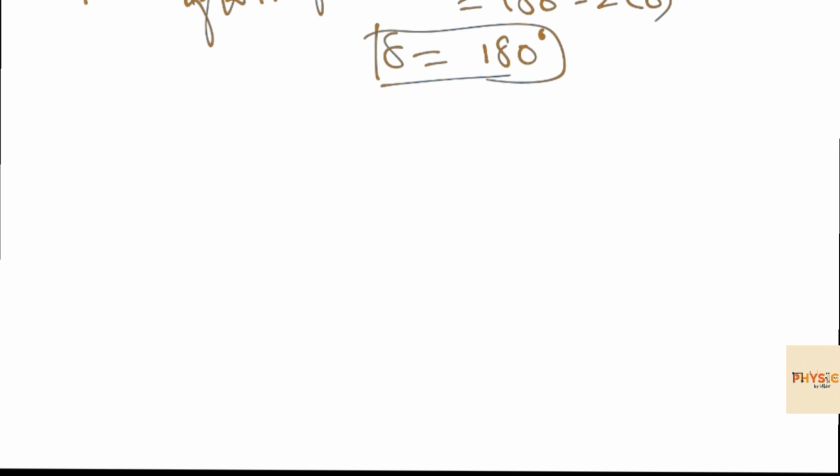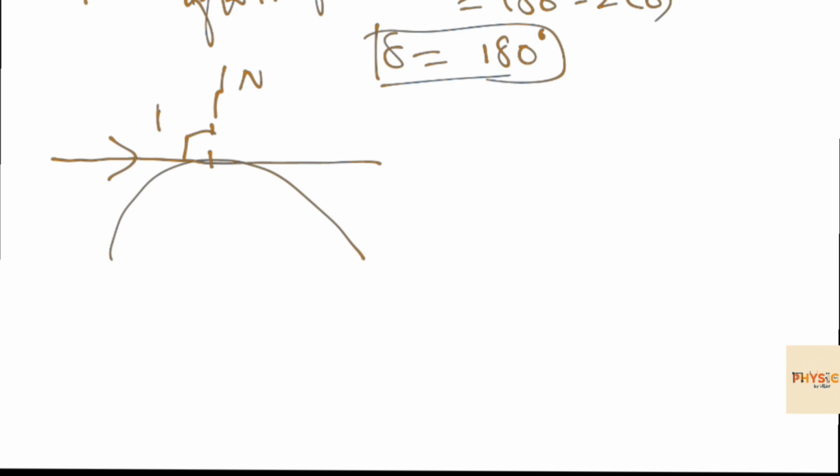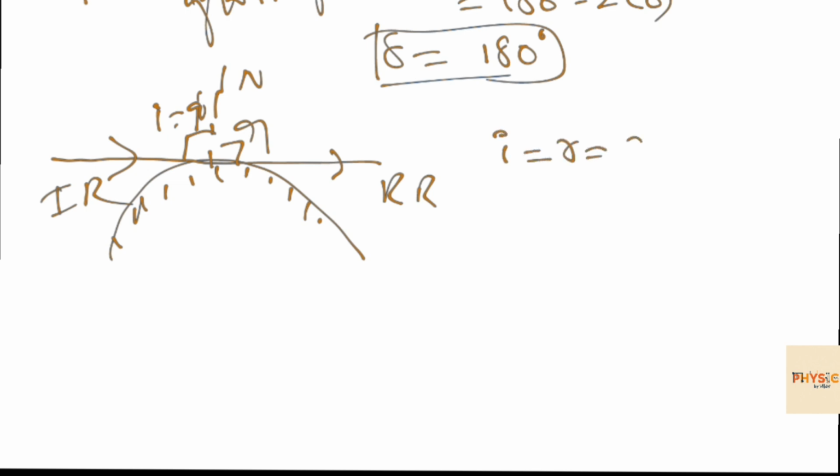If the same light ray is grazing with the plane of incidence, then the angle of incidence is 90 degrees, and the angle of reflection is also 90 degrees. So the incident ray and the reflected ray are grazing with the plane of incidence. So the angle of incidence is equal to the angle of reflection, which is 90 degrees.